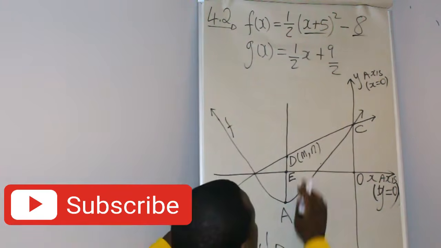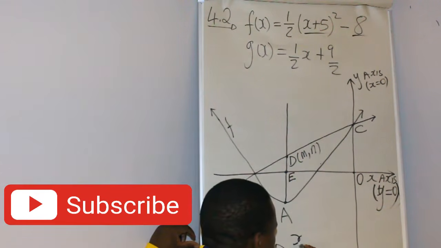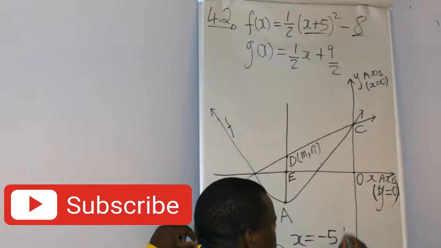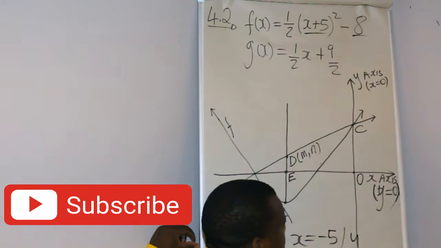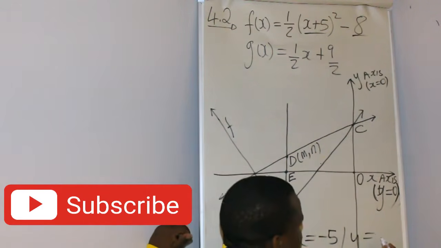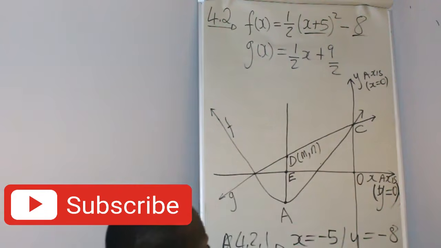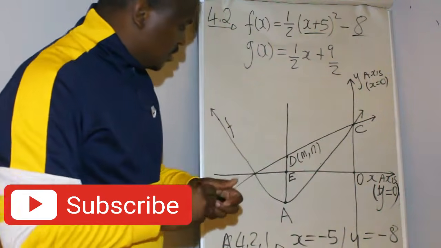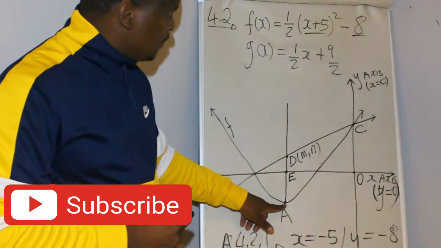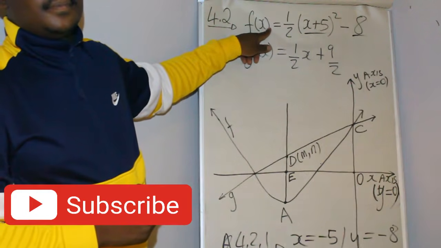So the coordinates of A, this is 4.2.1: x is equal to -5, and the y-coordinate is equal to -8. So these are the coordinates of this turning point here, if we are given the function in this form.